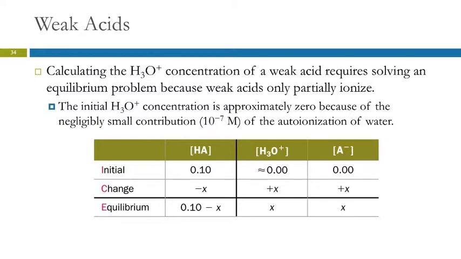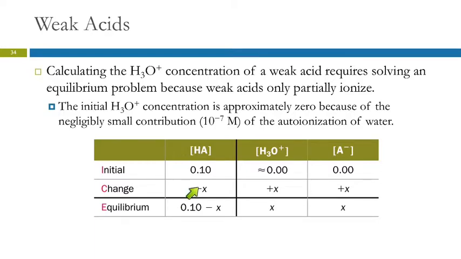So the initial concentration we're going to assume is approximately 0. That's because the concentration of hydronium from the autoionization of water is very small. It's 10 to the minus 7 molar. And so most of the time that's not going to be significant. So we'll say we're starting with approximately 0. We're starting with 0 of that anion. And this is our initial concentration of our weak acid.